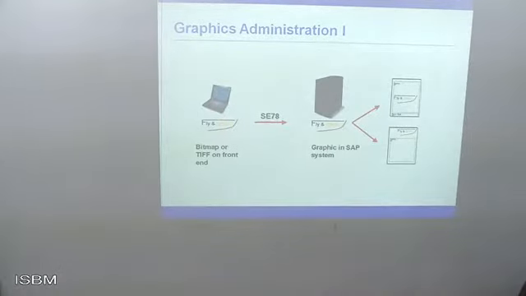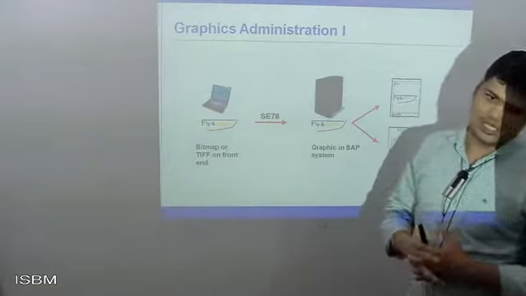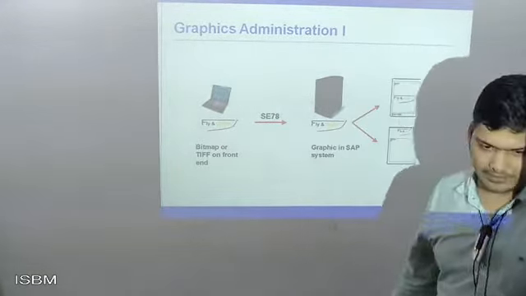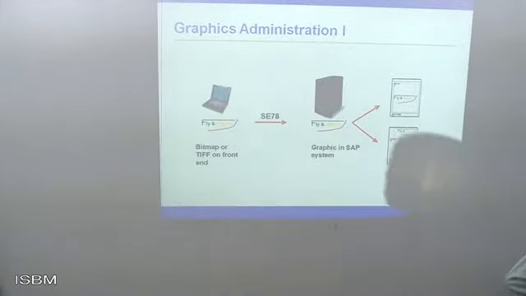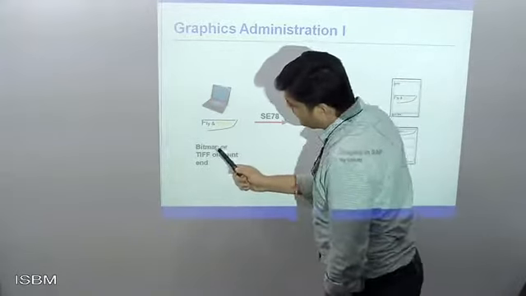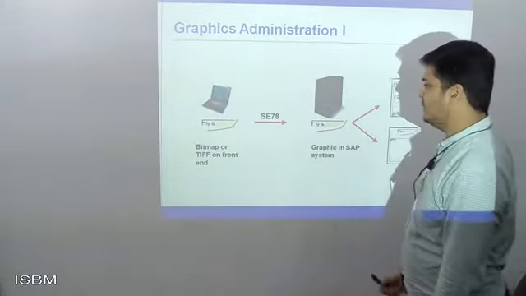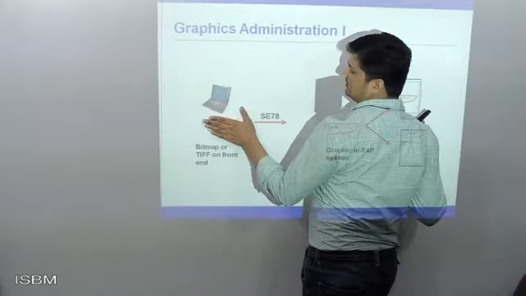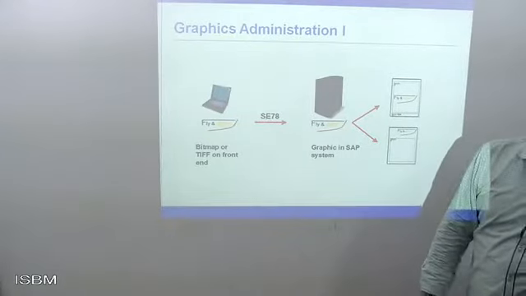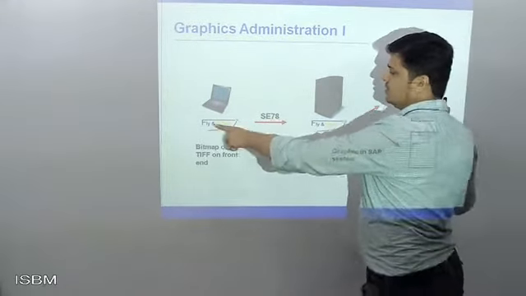Then we have graphic administration. In the graphic administration, I have shown you SE78. I have told you what happens: the customer gives you their logo, and you need to add that logo into your system. How are you going to feed the customer logo into your system? There is a transaction code called SE78, with the help of which you can store the logo in your system.